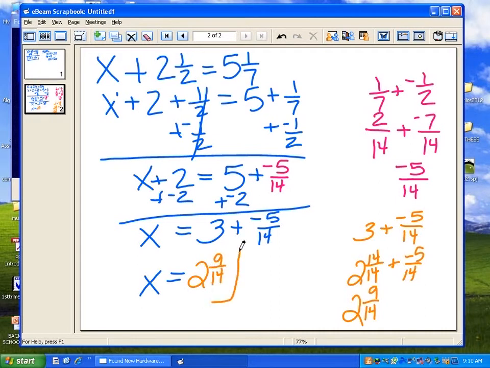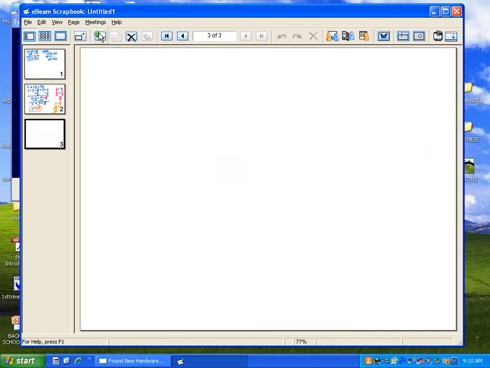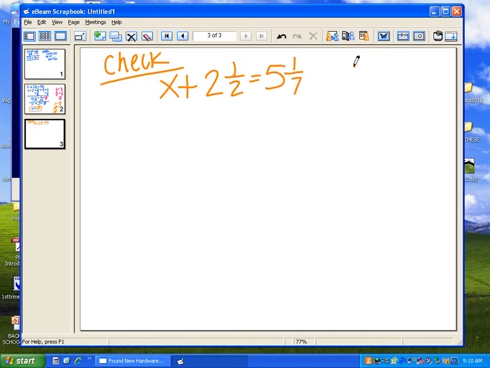What do I have to do? Check. Okay, you ready to check it? Okay, I need a new sheet of paper, so you guys have to remember my original problem for me. Here's our check. What was the original problem? X plus 2.5 equals 5 1/7, and my x value that we had solved for was 2 and 9/14ths. Okay, so let's plug it back in.